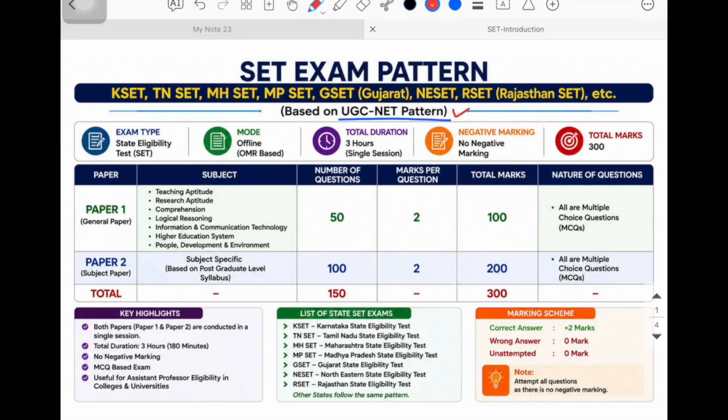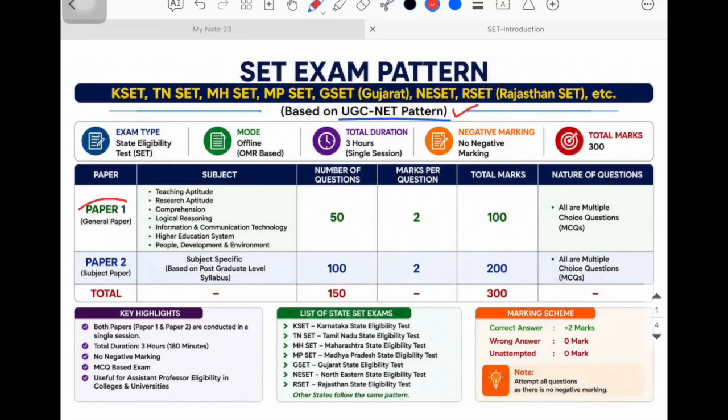The UGC NET examination usually has two parts: a general part and a subject part. The general part is 2 mark per question, and the subject part is also 2 mark. So this is based on the UGC NET pattern, and it is not only for art subjects, but for every subject including physics, chemistry, mathematics, all science subjects, plus art subjects. The SET examination across the states except Kerala has the same question pattern, and the syllabus is exactly the same. Okay, so in the SET examination we have two papers.